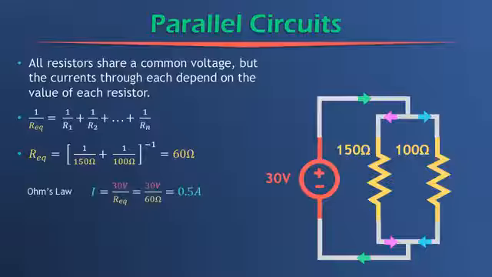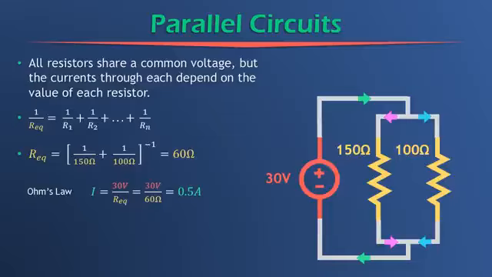And we're going to just use Ohm's law, and you divide 30 volts by our equivalent resistance of 60 ohms, and we find that the green current would be 0.5 amps. Now say we wanted to find the currents through each of the resistors. How would we do that?